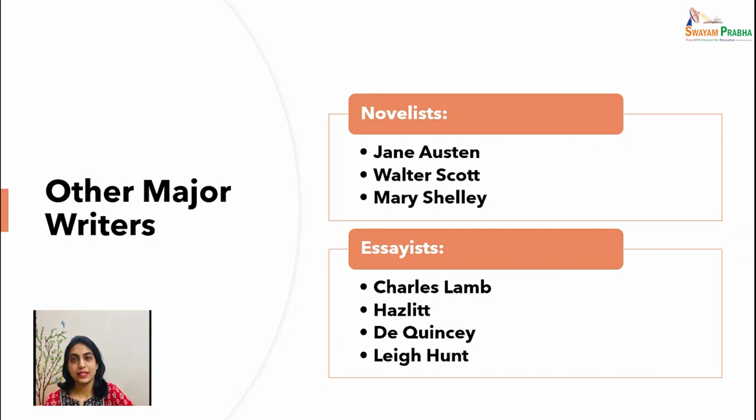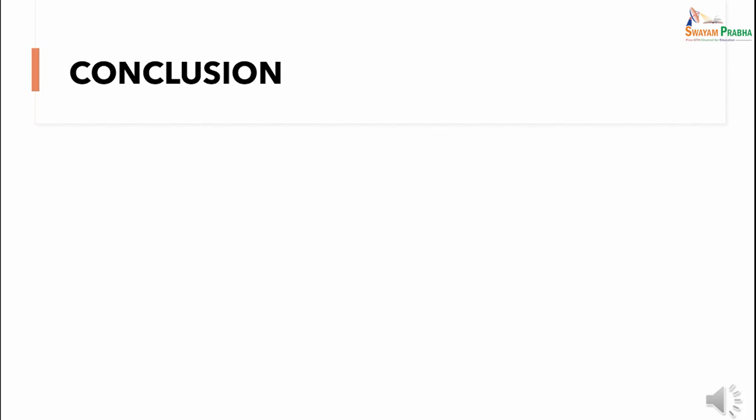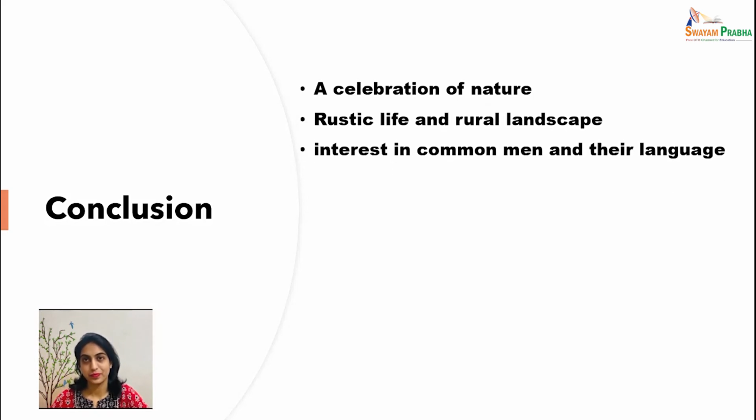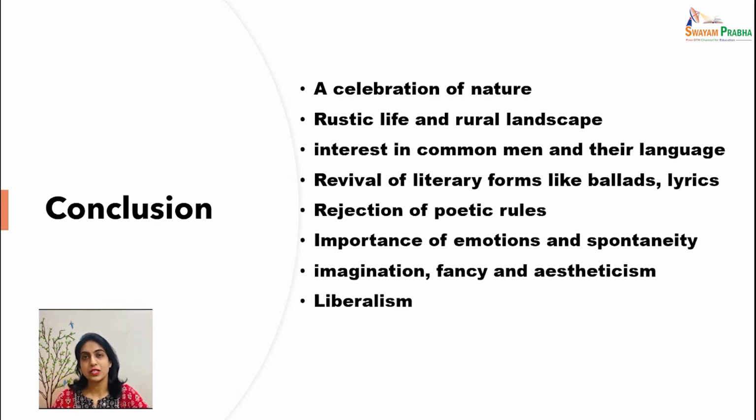So now, let us come to the conclusion. To conclude, we can say that the time, which is also called by some critics the Renaissance of wonder, that is Romanticism, marked a paradigm shift in literary history, and we can very well trace out certain characteristics of Romantic literature after the discussion we have already made here.